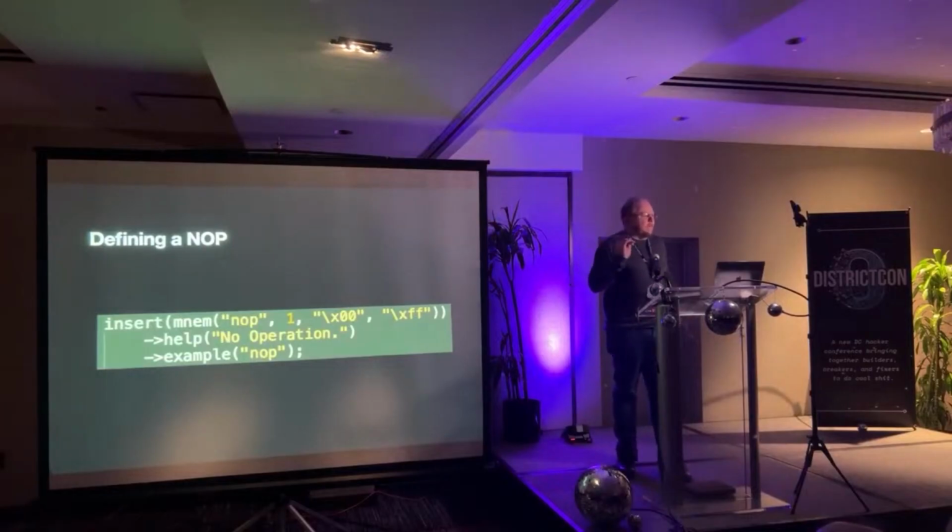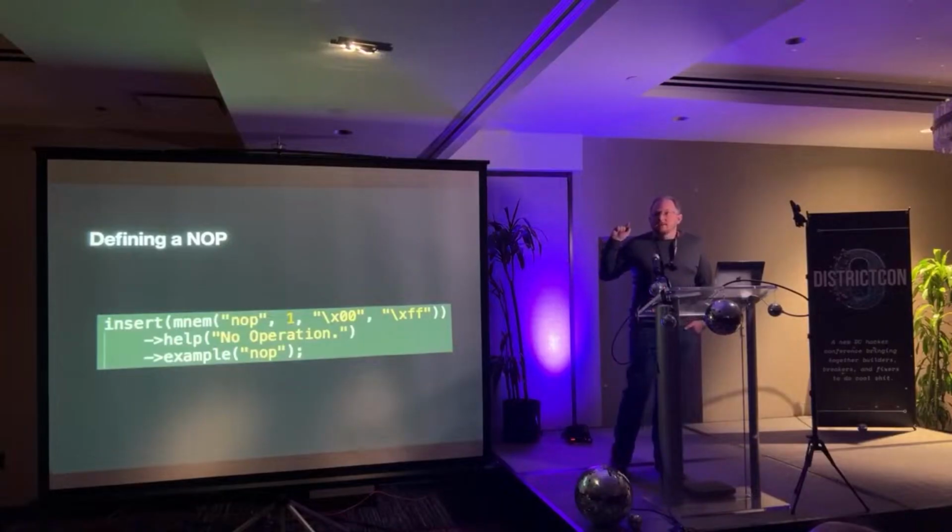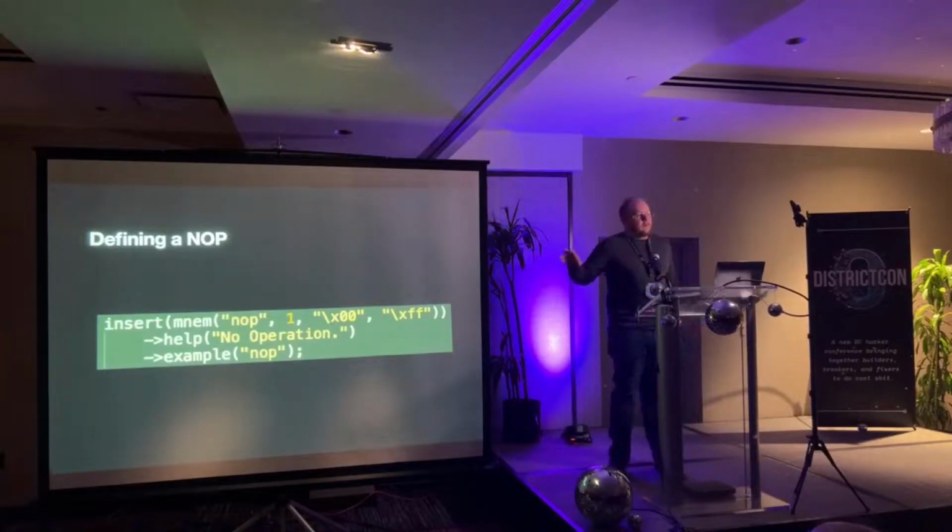Spread out a bit, this is saying we're going to insert a new instruction called NOP. It is 1 byte long, its value is 0 for the opcode, and the opcode mask is FF. We also define a help string and an example. The help string I need because in my assembler, I have a cheat sheet for every architecture. If you've forgotten how to phrase an instruction, it will remind you.